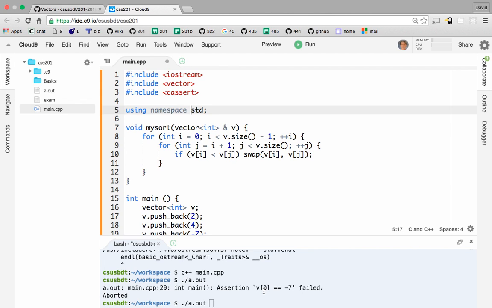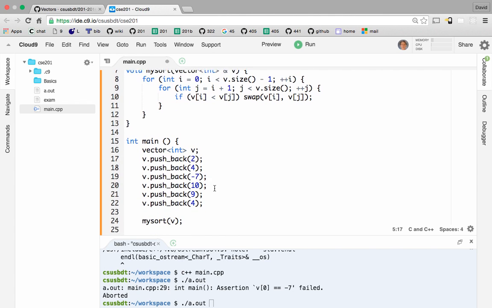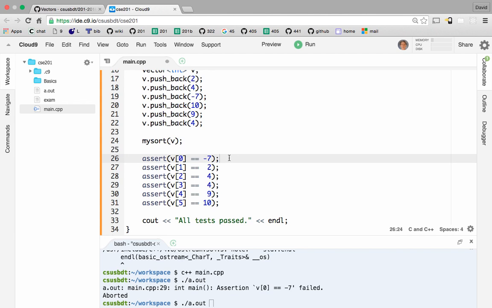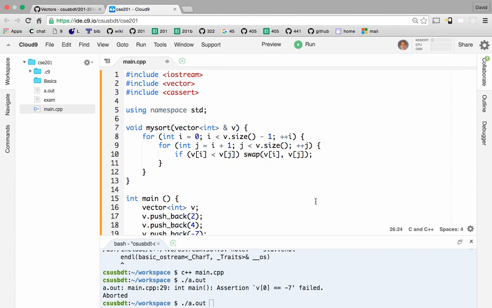So we have an assertion failure. V of 0 is not minus 7. This assertion failed right there. That means we got this wrong. What could it be? The if statement? I got it backwards, right? That's right. Good.